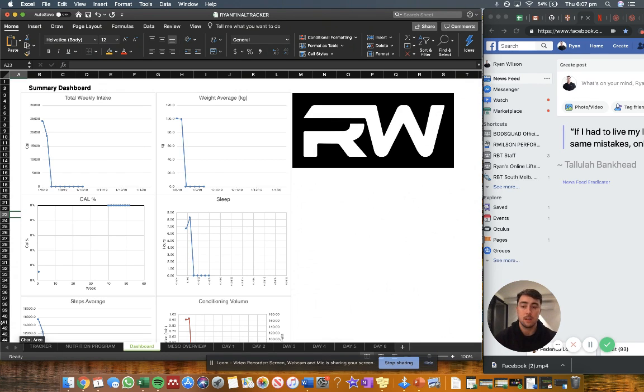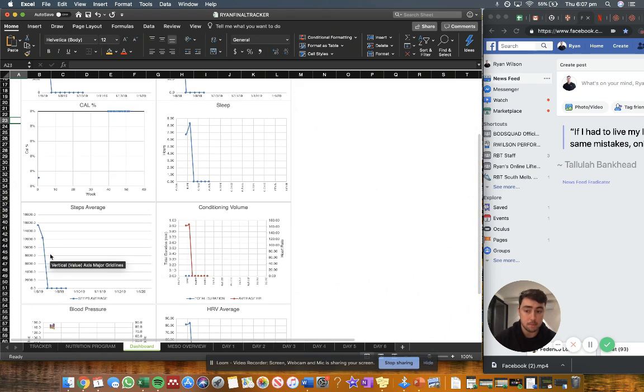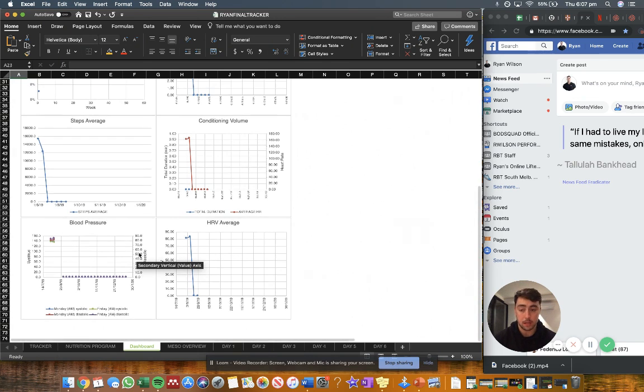So what you can see is graphically represented total calorie weekly intake, body weight average, calorie variance, so whether that's above or below 0%. What we're trying to see is that fluctuation between a 10% target, sleep in terms of hours per night, steps in terms of total number of steps per week, conditioning, both average heart rate and total duration, blood pressure for those tracking, and heart rate variability down the bottom. Now, if you're not tracking those bottom two variables, those graphs won't be included.